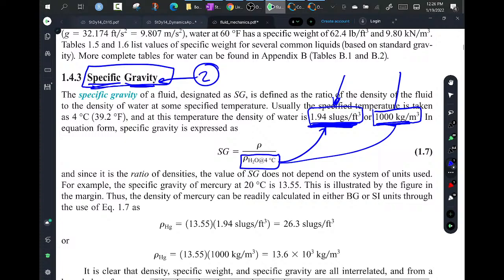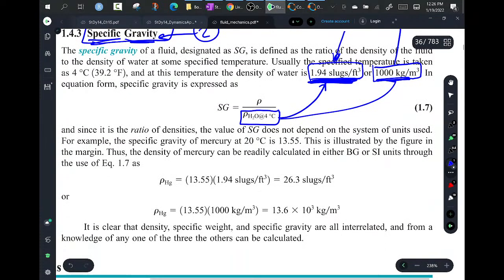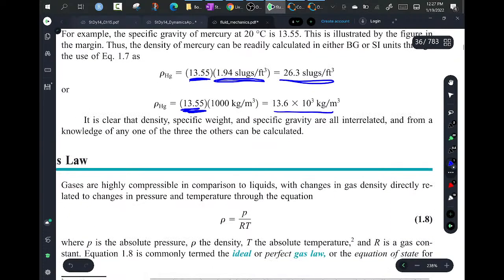Okay, so he did that. All right, so it's 13.55. Okay, so anyway, close enough. So he did this in density. Okay, now you can turn around and do this.